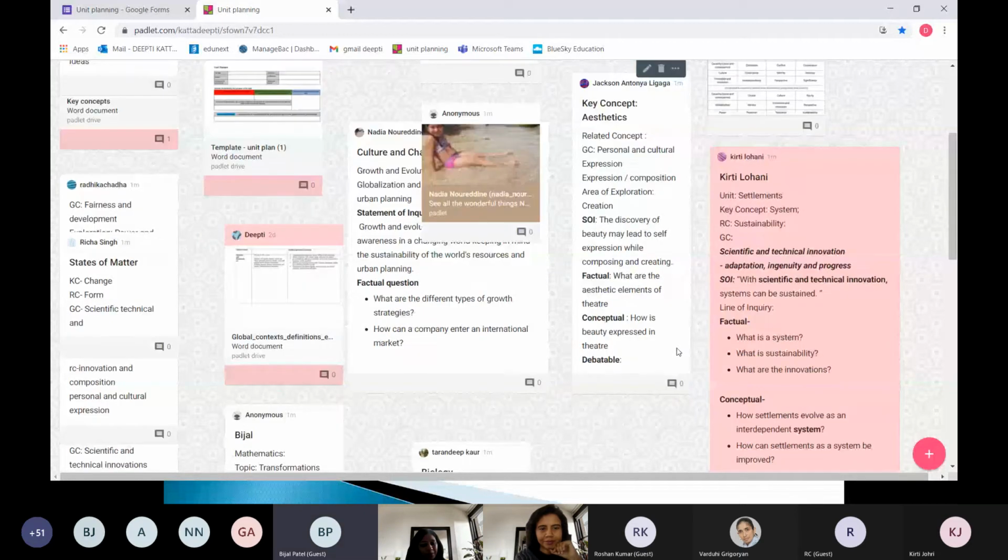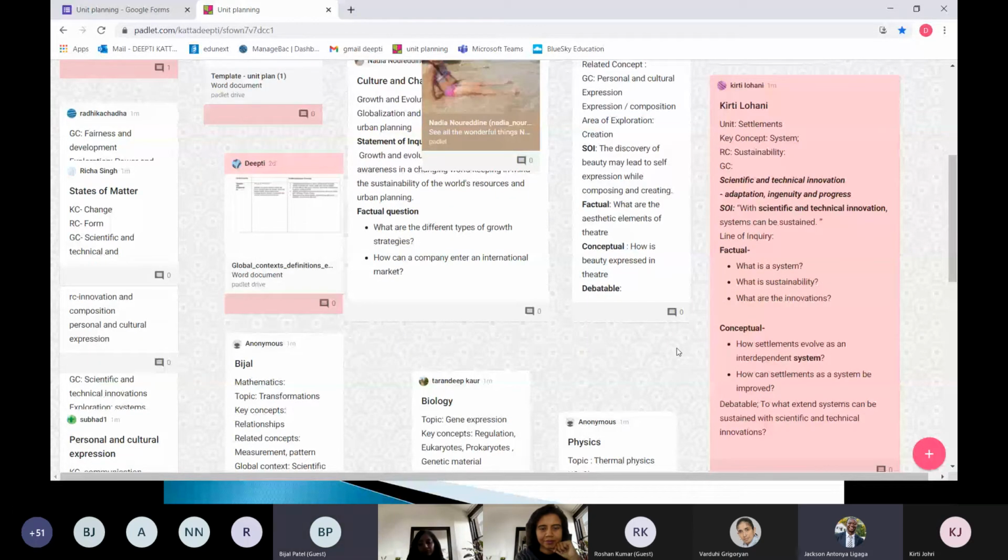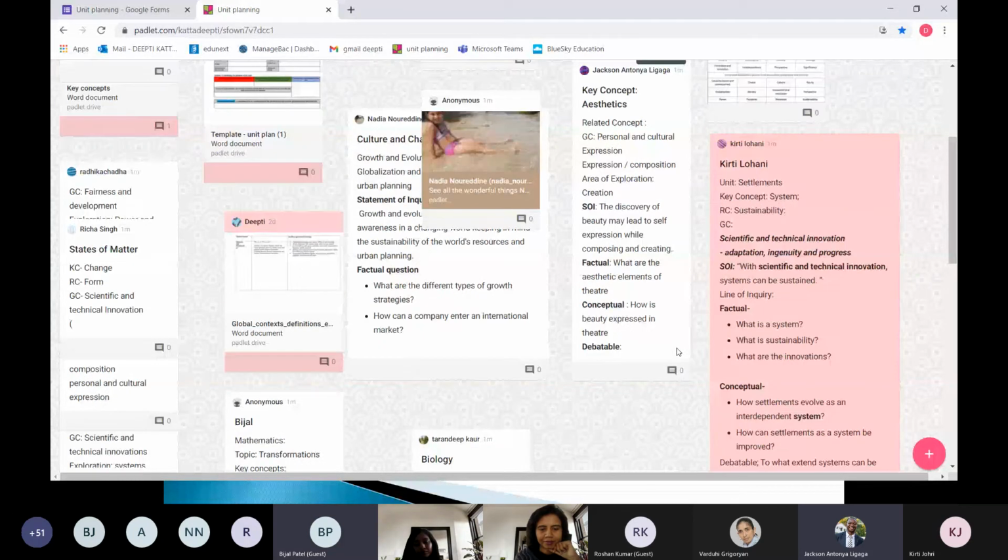So as you can see, my global context is personal and cultural expression, with the area of exploration specifically looking at creation. On the factual question, I'm looking at what makes drama or theater beautiful, and it has specific answers. When you're thinking about what creates beauty in drama, you're thinking about literary elements, starting from the blueprint, which is the script.